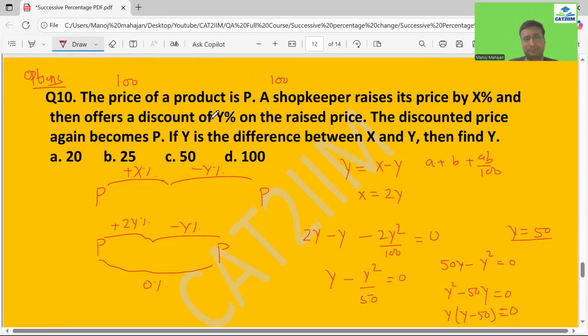So let's say I pick the value of y as 50 from the choice. So the first, there was an x% raise. And what was x? Double of y. So if I'm assuming y as 50, this would have been 100%. So what do I get? 200 over here. Now y was 50, which I assumed from the choice, so 50% less. So if I do it, 50% less of 200, I get 100. So the assumption is correct. So the answer is option C out here.